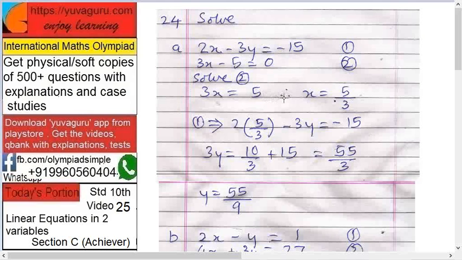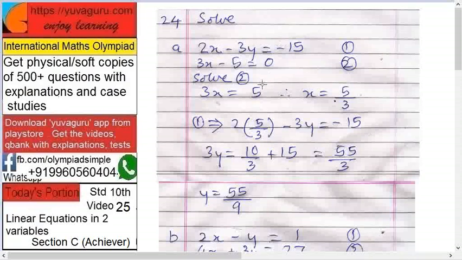So 3x equals 5, x equals 5 by 3. Put it in 1, you get 2 into 5 by 3 minus 3y equals minus 15. Okay, so 3y equals, on this side, minus 15 on this side. So 10 upon 3 plus 15. So 55 upon 3. Therefore y equals 55 upon 9. So these are the two values, 5 by 3 and 55 by 9.